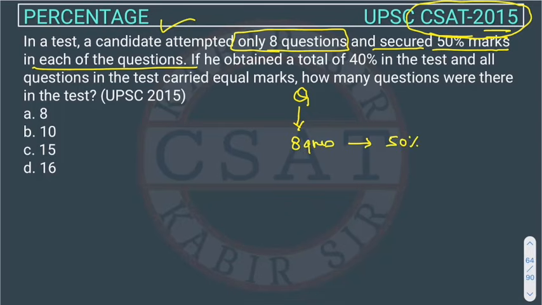He is not getting full marks, in each question he is getting 50%. If he obtained a total of 40% marks in the test, so his final score is how much? 40% of total marks.